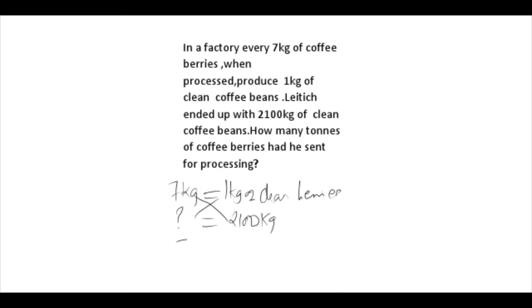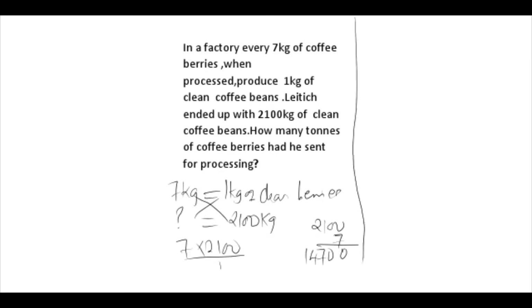So we have 7 multiplied by 2100 divided by 1. So 2100 times 7: we have 0, 0, 7 times 1 is 7, 7 times 2 is 14. So we have 14,700 kilograms of coffee berries.